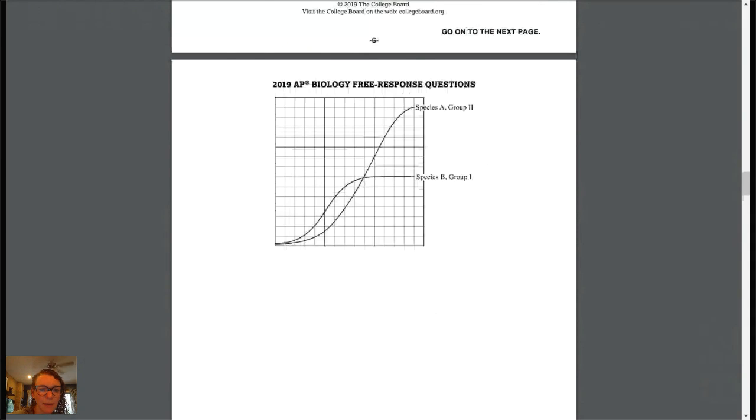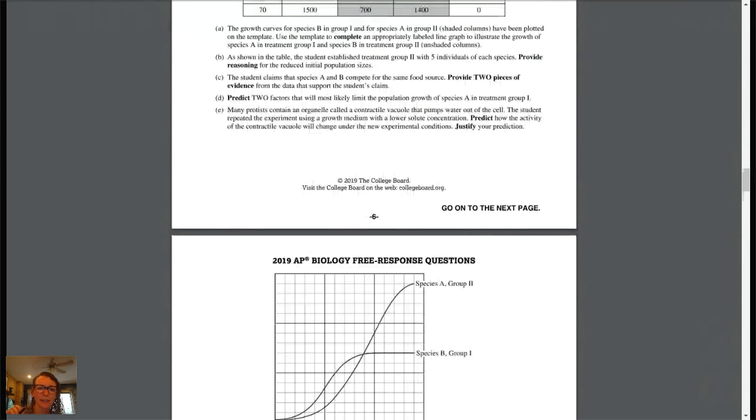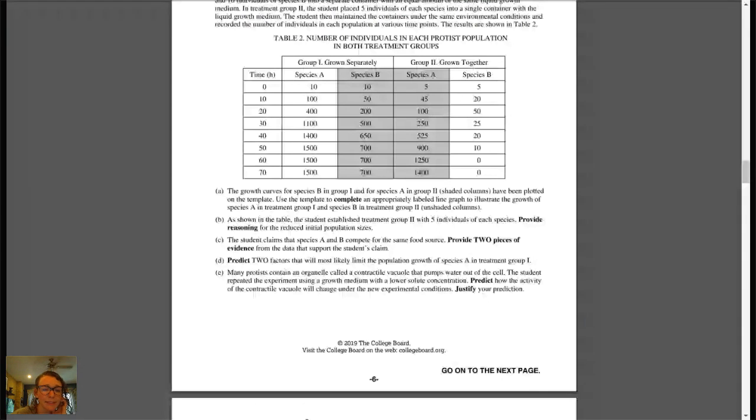Okay. Part B, as shown in the table, the student established treatment group 2 with 5 individuals of each species, provide reasoning for the reduced initial population sizes. This serves as a control of the total species in the population. So that's what you needed to mention here, because since we have 2 different species, 5 each, we still have 10 total species, and that's a really important control. So that's what you would have needed to mention for B.